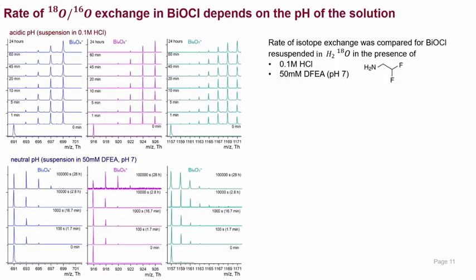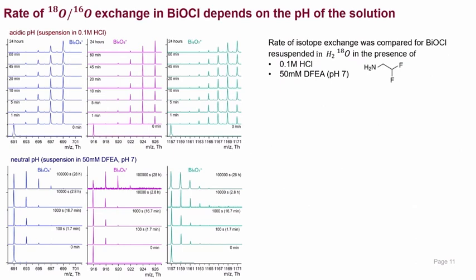Next, we'd like to change the pH of the solution and perform similar experiments but in neutral solutions. We need to use another buffer to stabilize the pH. And the main problem is that most of the buffers that can stabilize the pH around the needed range have labile oxygens, so they can affect the picture of oxygen exchange.